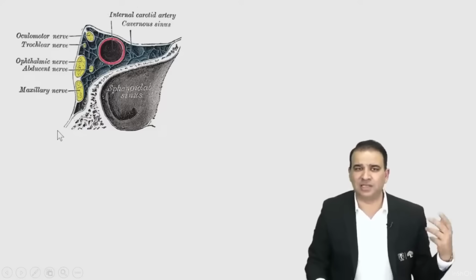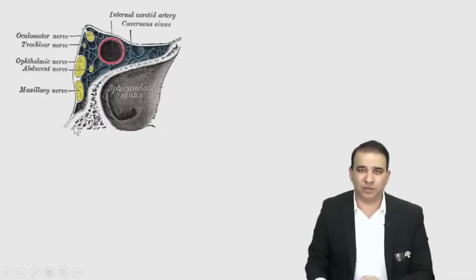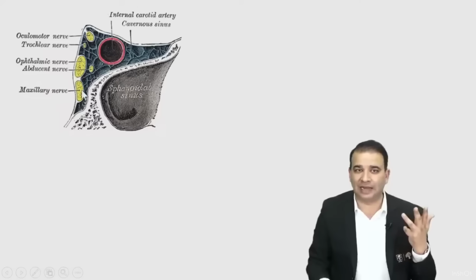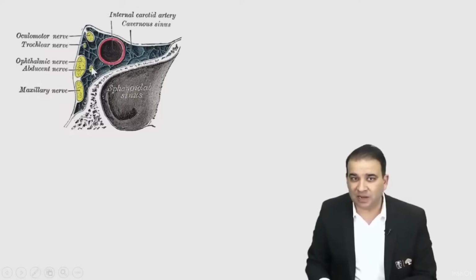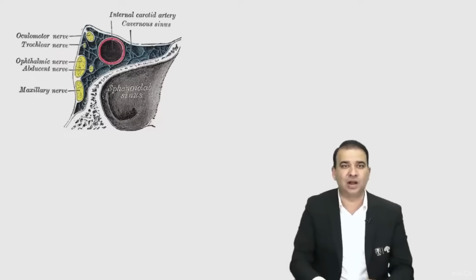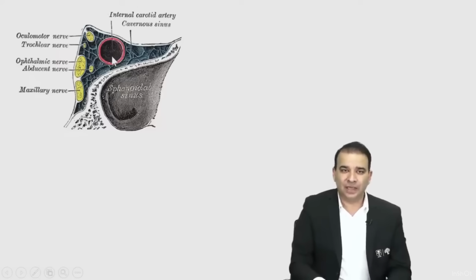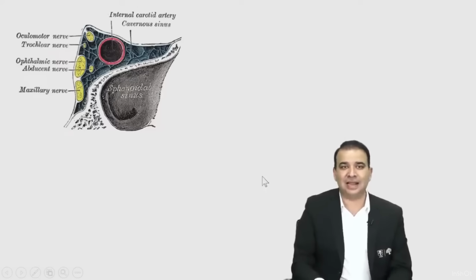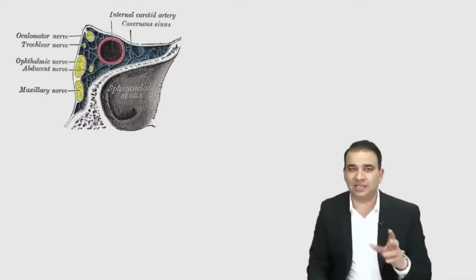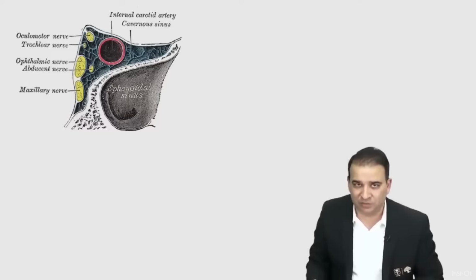Although Gray's 41st says it's not there, let's stick to what is given in most of the pictures in the books. So there are four nerves in the lateral wall of the cavernous sinus: the third nerve, fourth nerve, ophthalmic nerve, and the maxillary nerve. The only nerve which is running inside the cavernous sinus, inferolateral to the internal carotid artery, is the abducens nerve, guys. Internal carotid artery andar hai, and inferolateral to it is the abducens nerve. So cavernous sinus thrombus mein sabse pehle jo nerve jayegi wo abducens nerve jayega.